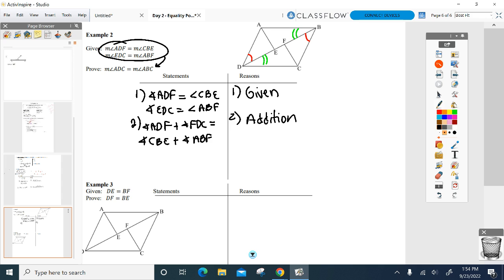Everyone all good? I'm all good. EDC and FDC are the exact same angles, right? Okay. Now, how do I get to my proof statement? What's the same as adding ADF and FDC? Rename that angle now.